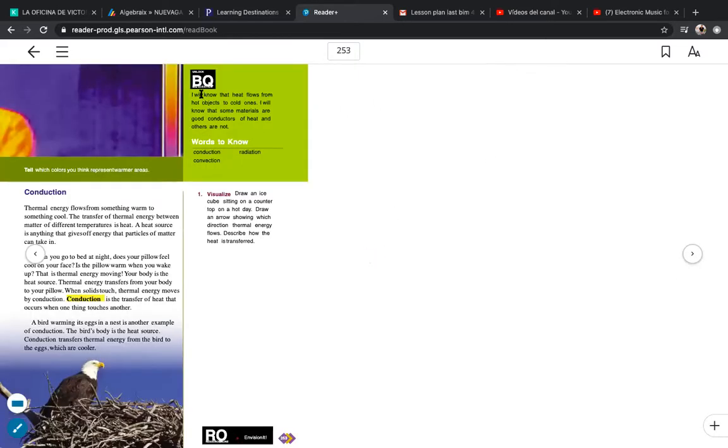It says, the question of the week, it says, I will know that heat flows from hot objects to cold objects. I will know that some materials are good conductors of heat and others are not. Okay, the words to know are conduction, convection, and radiation, okay?